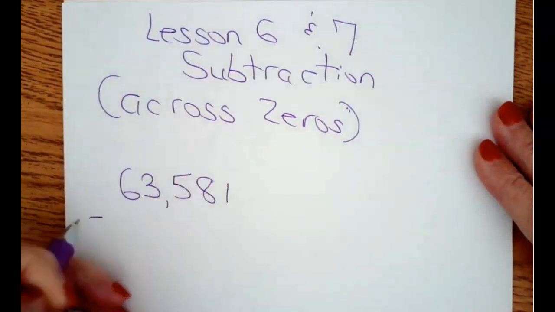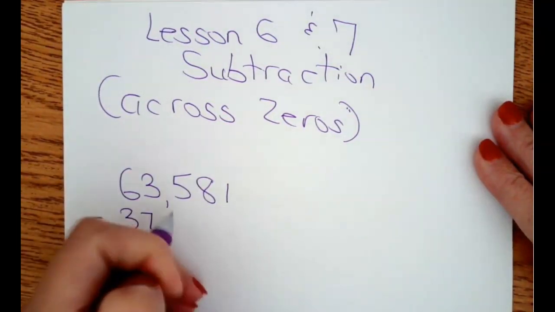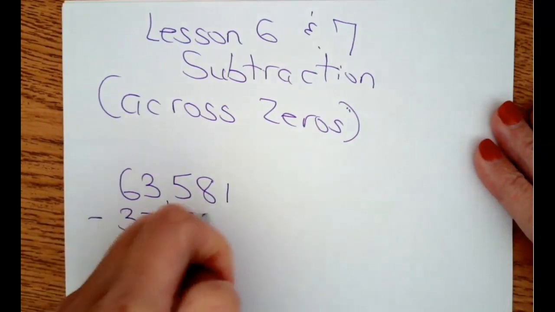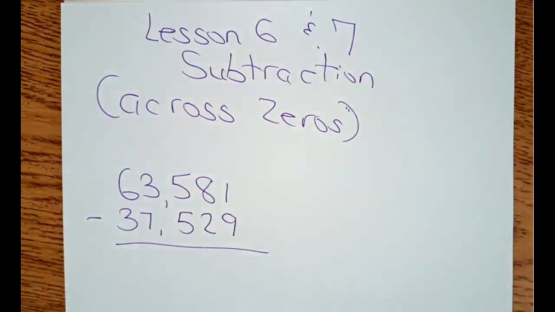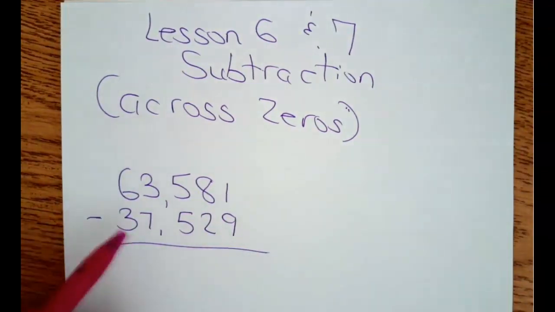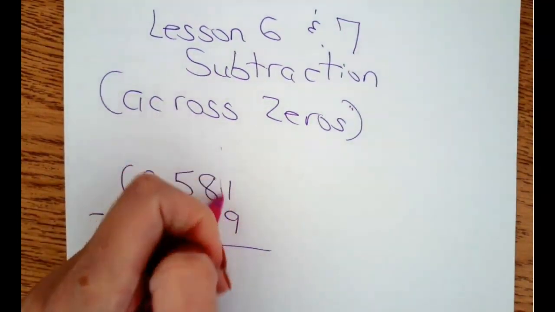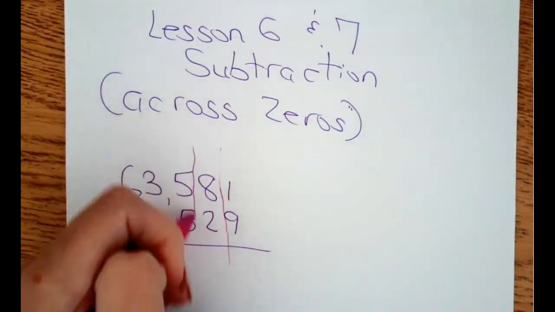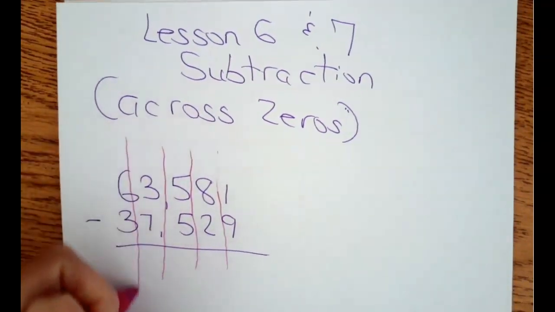63,581 minus 37,529. Okay, so we have a 5-digit number minus a 5-digit number. My place values are lined up. It's a subtraction problem. Boys and girls, you can even put a line if you need to put a line to separate your place value. Okay, do whatever you need to do to make sure that you do this correctly.